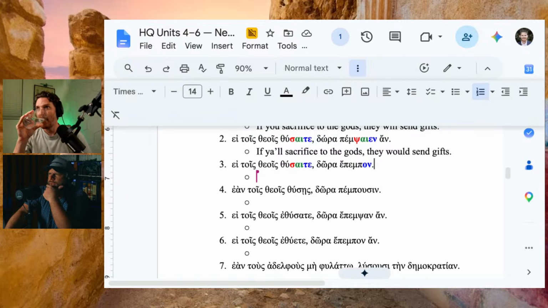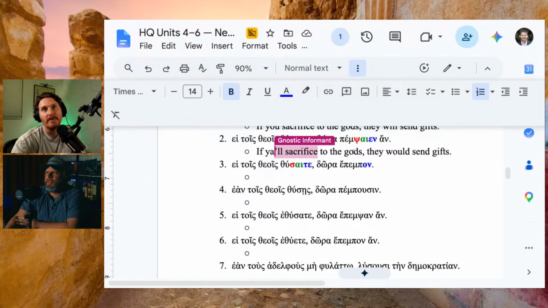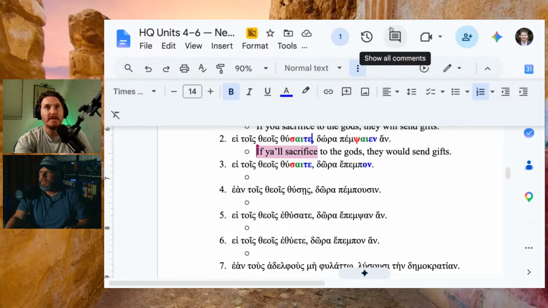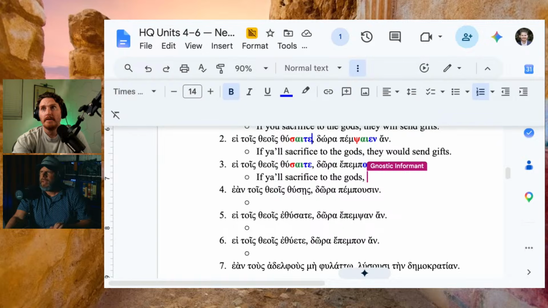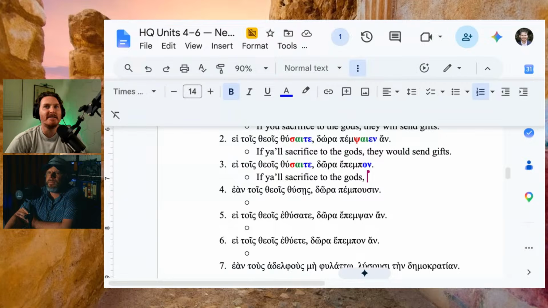Well, no, is it? We had up here tois theois thusaite, the whole sentence. So if y'all sacrifice to the gods, it's still tois theois, the whole phrase. And we have a whole different setup down here, though. But it's still gifts. But there's no an. You picked up the pattern. I can tell you can see it. You just have to figure out which slot it goes into.